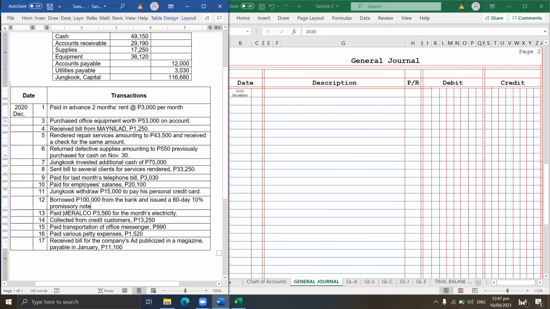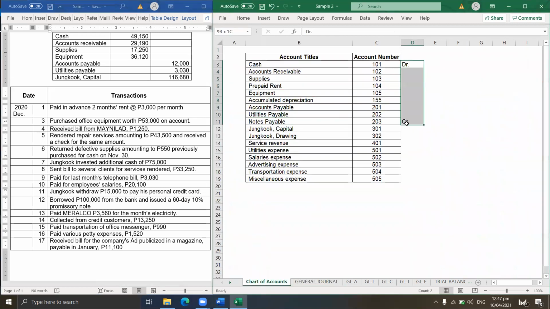So we have on December 13, nagbayad tayo sa Meralco ng 3,560 na monthly bill. So nagbayad na po tayo. So mababawasan yung cash natin. So that will be a credit to cash. Diba? And then bakit ba tayo nagbayad? Gumamit ulit tayo. Meralco is a utility, so that will be an additional utilities expense natin. So debit to utilities expense. So our entry would be debit utilities expense and credit cash.